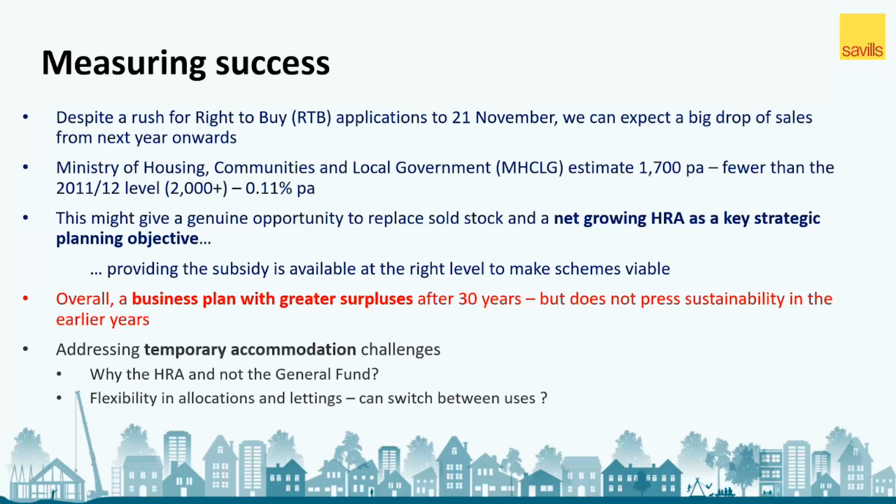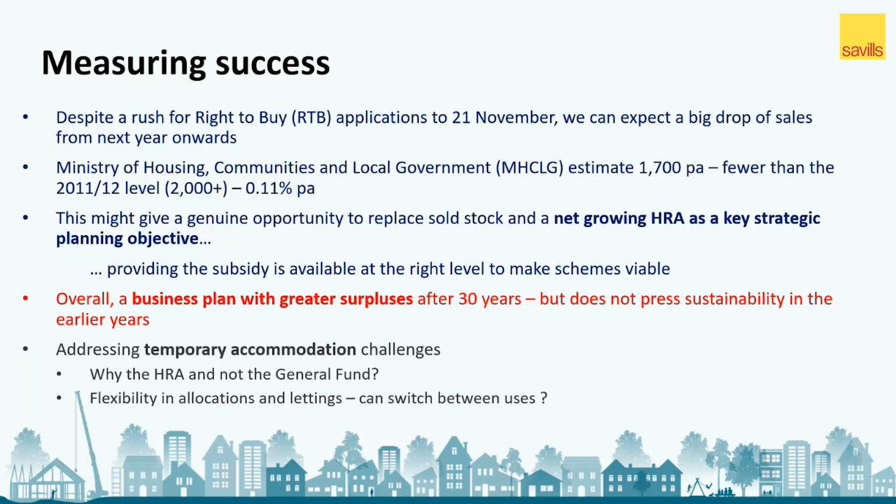Just about 0.1% of stock loss across the country. This might give a genuine opportunity to replace sold stock, and a net growing HRA is a key strategic planning objective. That's a big measure of success for me. Can we start HRAs growing again now that our right to buys are likely to fall right down? Overall, a measure of success is a business plan, also a business plan with greater surpluses after 30 years, but that does not unduly press sustainability in the early years and draw on cross-subsidy from the rest of the HRA.